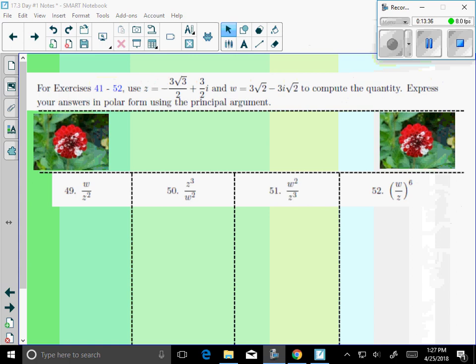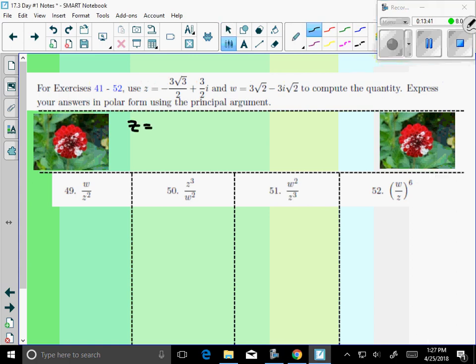Okay. Problem 51. Let's first put z into cis form. So I have to draw a triangle. Which quadrant? Second. Good. Okay, so I go left, negative 3 root 3 over 2. Up 3 over 2. I'm seeing this angle to be 5 pi over 6. You may or may not. I don't know.